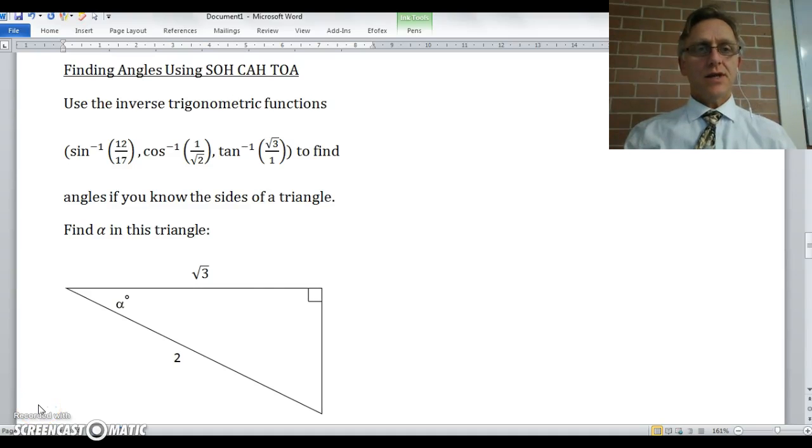Hi guys, this is the notes and another example of finding an angle in a triangle. If you look at it, the heading is finding the angles in a triangle.